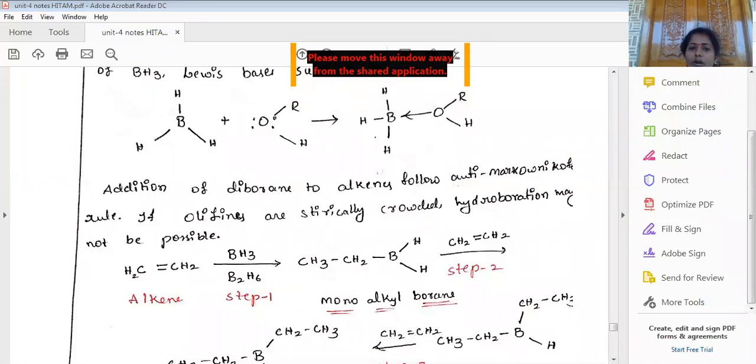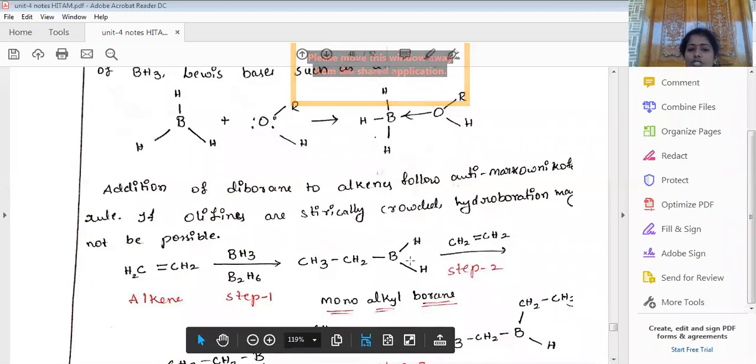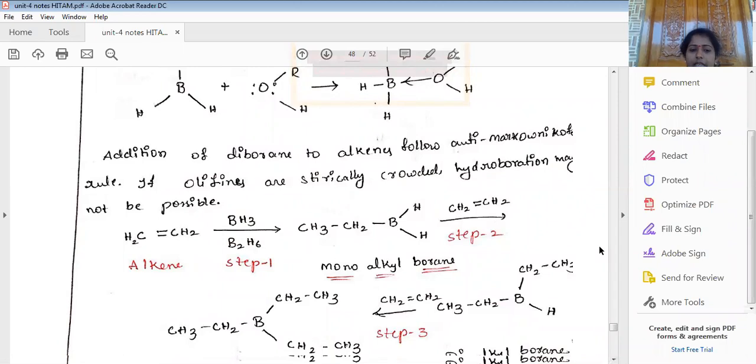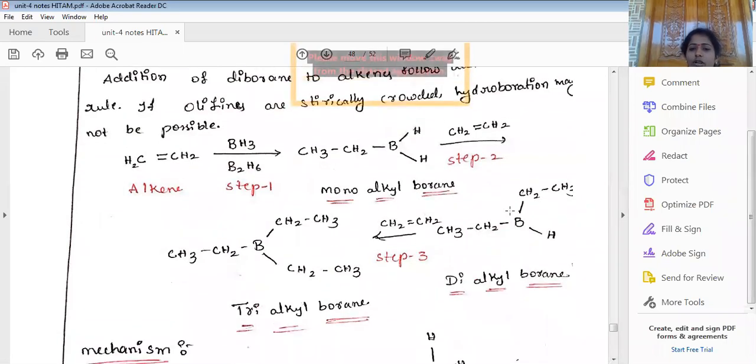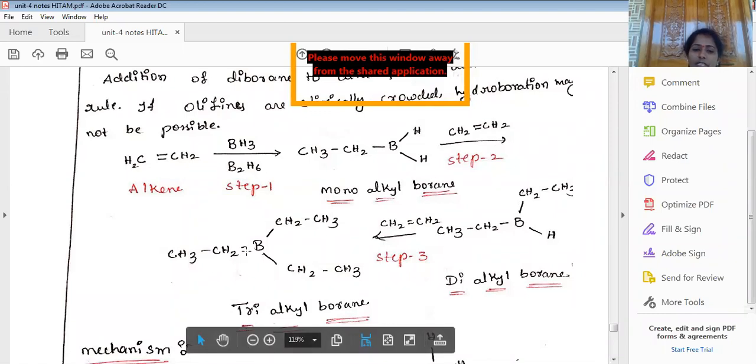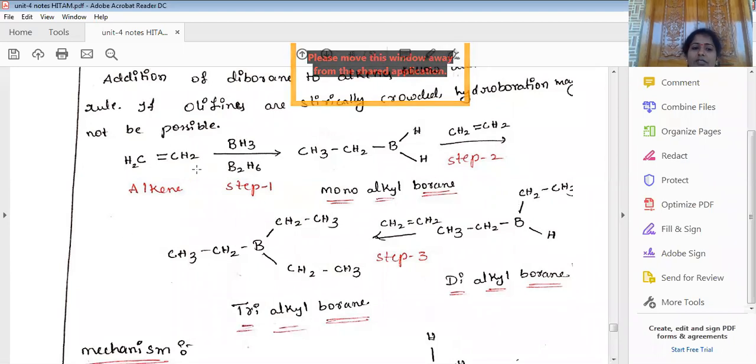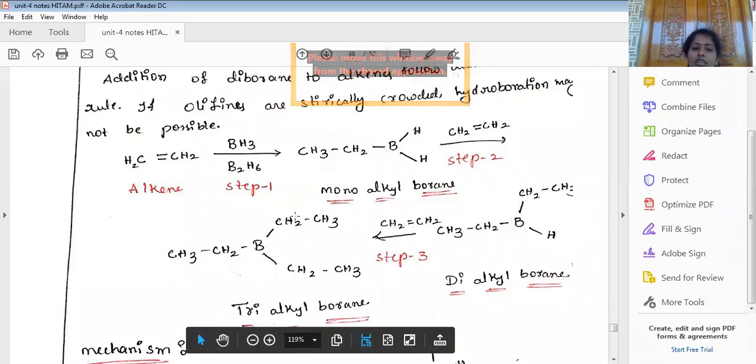Another carbon-carbon double bond compound is added here, so one more CH2CH3 is formed, and in the next step one more hydrogen is replaced with CH2CH3. When we add another alkene molecule, the third hydrogen is also replaced by CH2CH3. This is called trialkyl borane. Around the boron initially we have 3 hydrogen atoms. When it is added with alkene in a stepwise manner, the formation of trialkyl borane is possible.